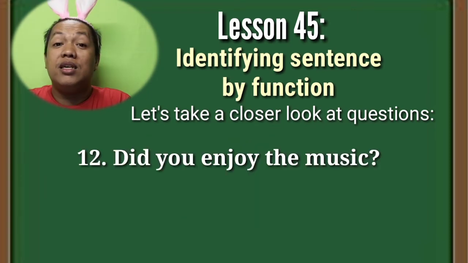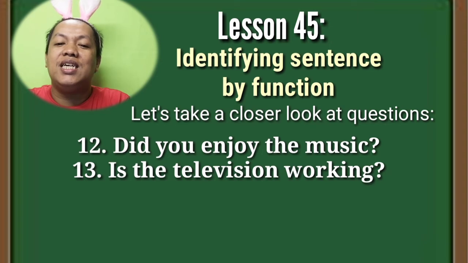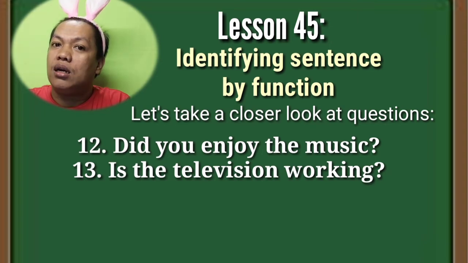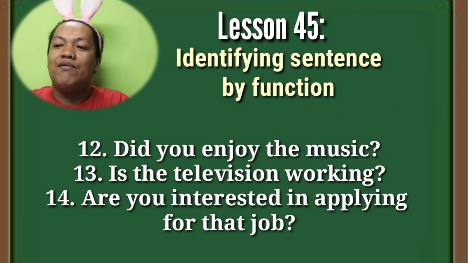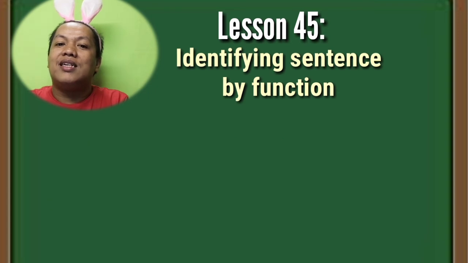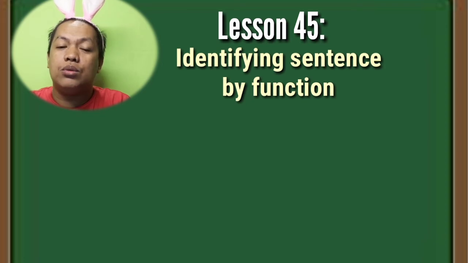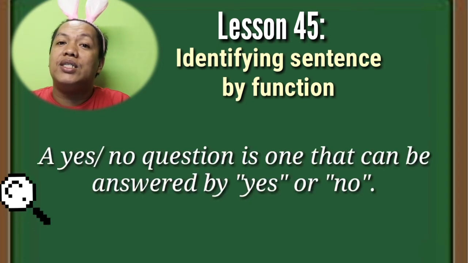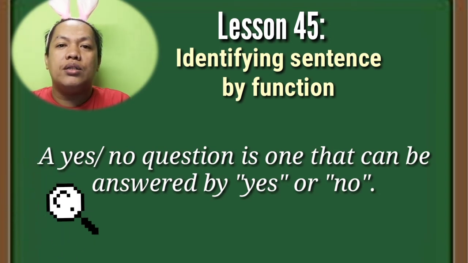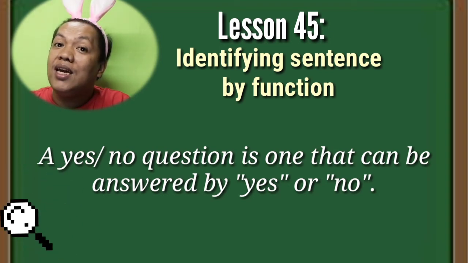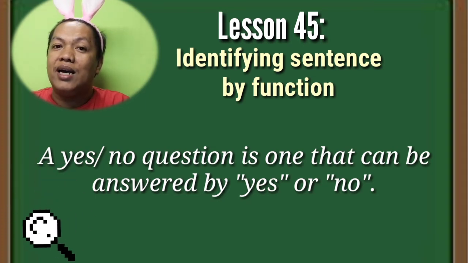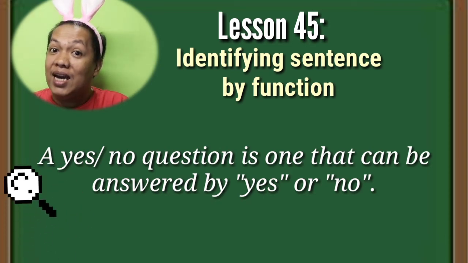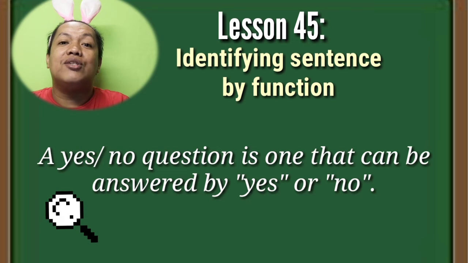Here are some more yes or no question examples. Number 12. Did you enjoy the music? Number 13. Is the television working? Number 14. Are you interested in applying for that job? Everyone, take note again that Cambridge Basic English Quick Tip 45.2 will remind you that a yes or no question is the one answerable by only either a yes or a no. Again, you will answer only either yes or no in the yes or no question.